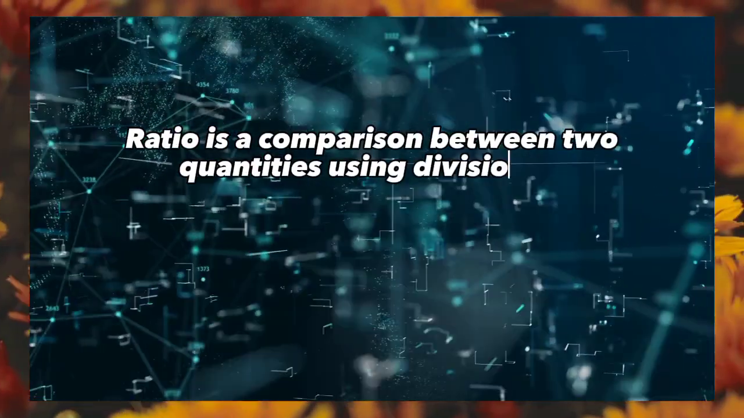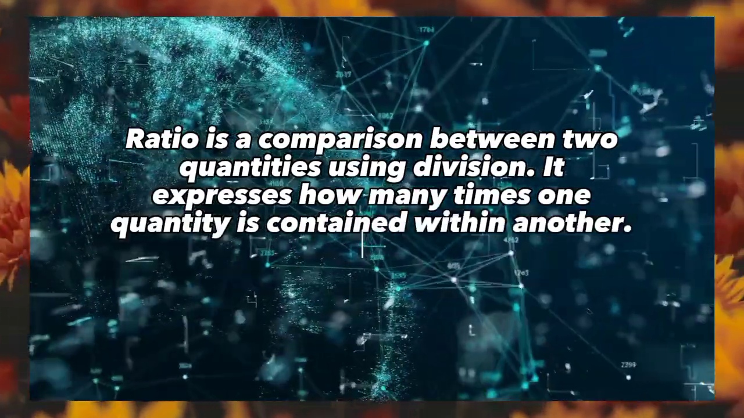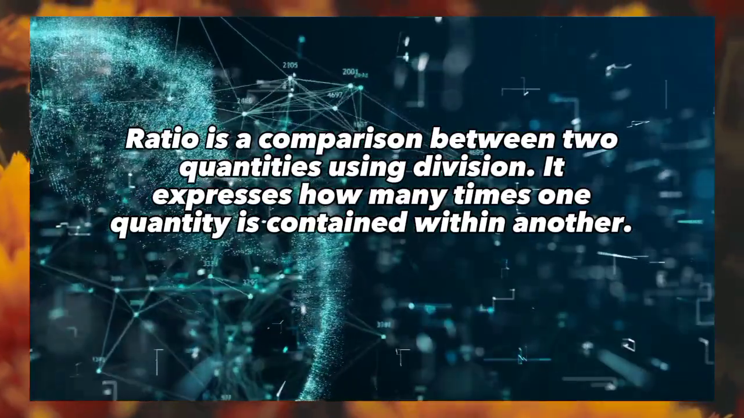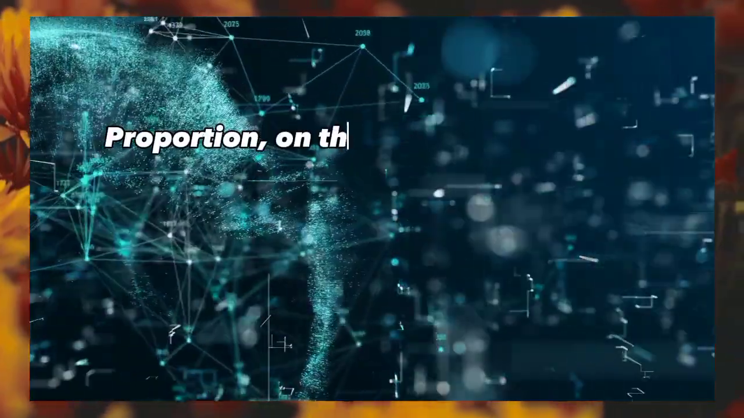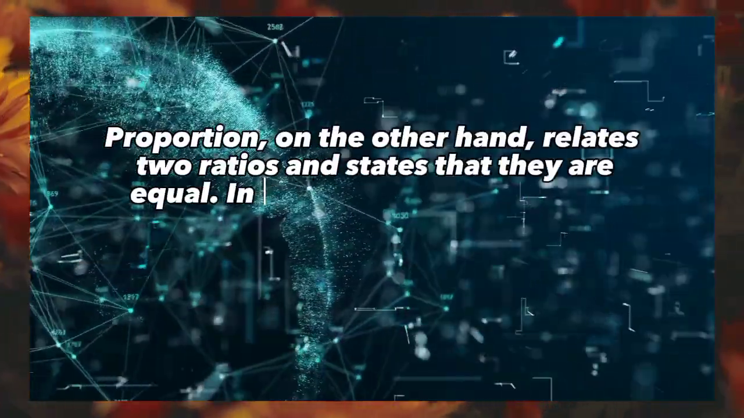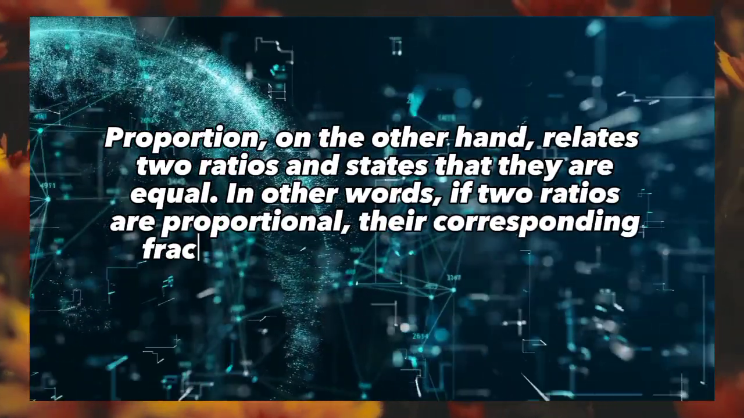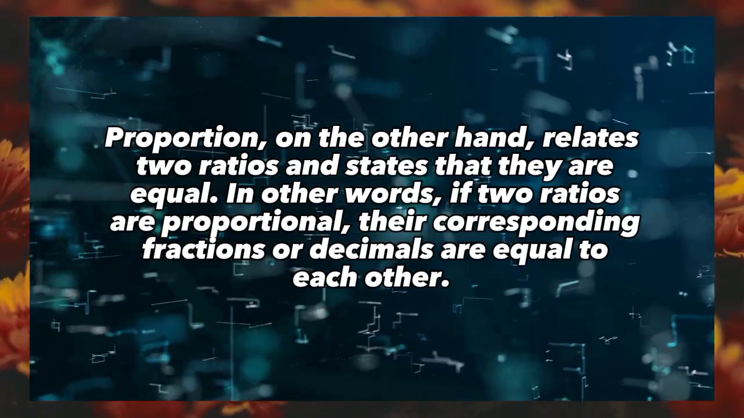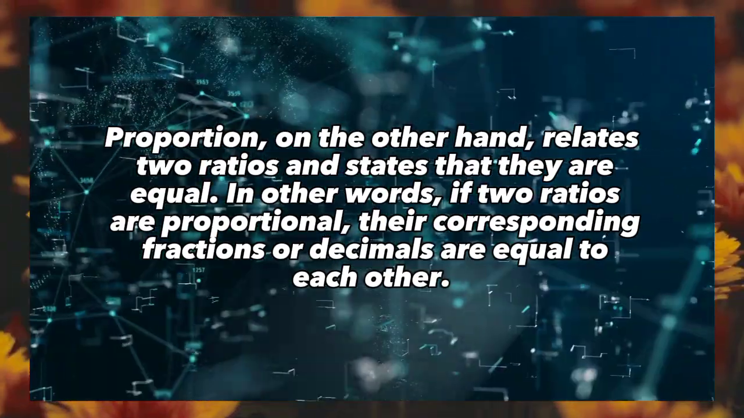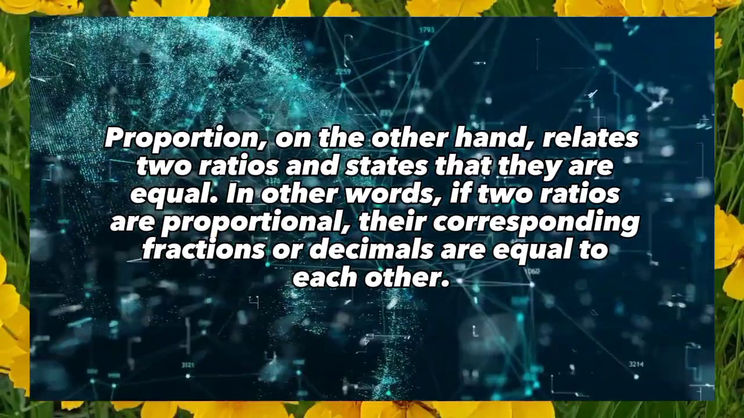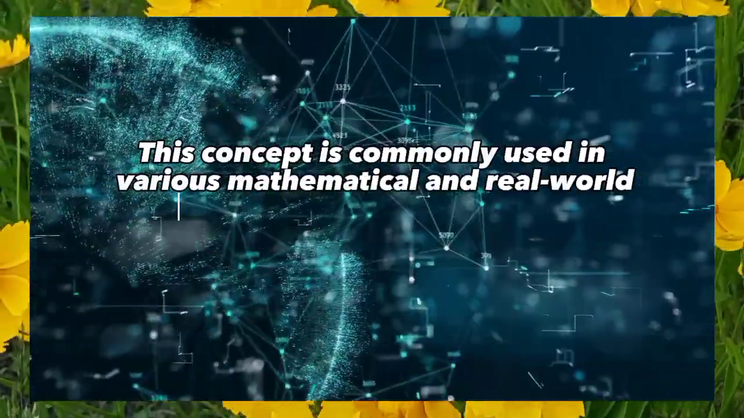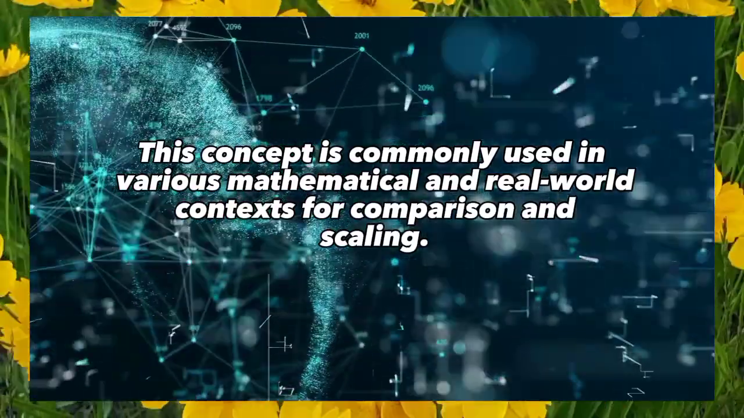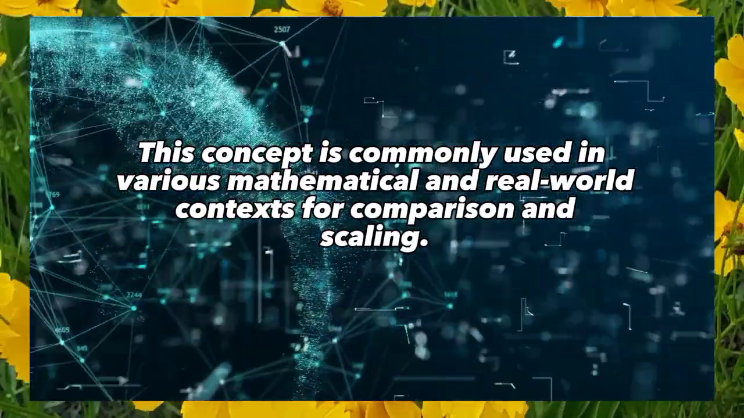Ratio is a comparison between two quantities using division. It expresses how many times one quantity is contained within another. Proportion, on the other hand, relates to ratios and states that they are equal. In other words, if two ratios are proportional, their corresponding fractions or decimals are equal to each other. This concept is commonly used in various mathematical and real-world contexts for comparison and scaling.